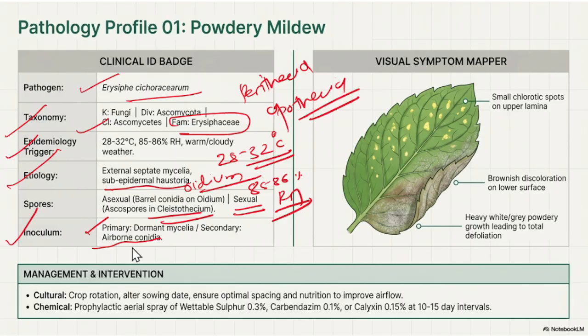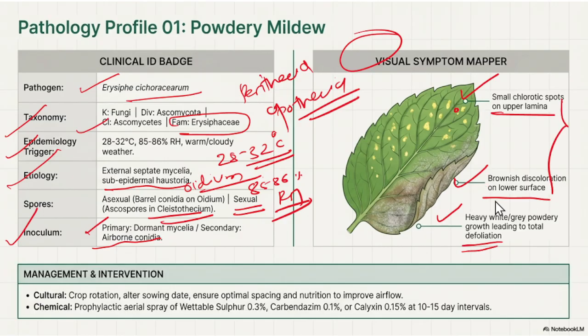then the plant produces a number of conidia, and those conidia are transported from one plant to another plant by the winds. So here we study the visual symptoms. Firstly, small chlorotic spots on the upper lamina, the upper surface of the leaf. Then second one is the brownish discoloration on the lower surface, and then heavy white gray powdery growth leading to total defoliation. These are the three basic symptoms produced by this powdery mildew fungus.